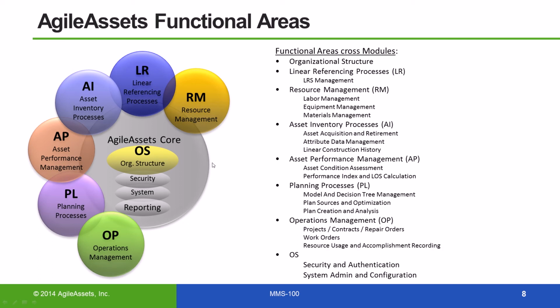As a result, for any specific product or module, we might start with asset inventory, go down through asset performance, planning, and then operations, all of which are built on the underlying supporting functionality of our resource management and linear referencing processes. All of these revolve around the Agile Assets Central Core, licensed as our System Foundation module, which provides general system-wide functionality such as the organization structure, security, and reporting.